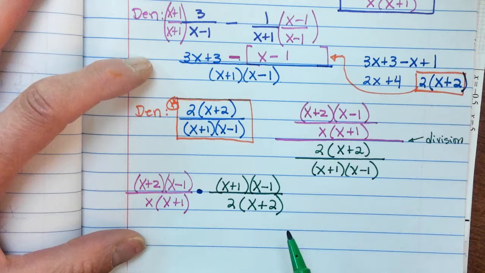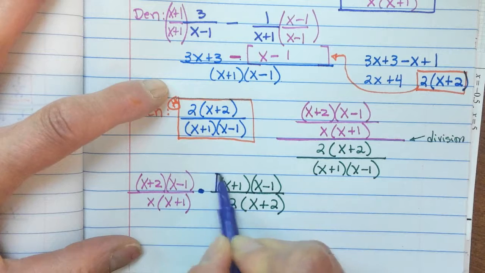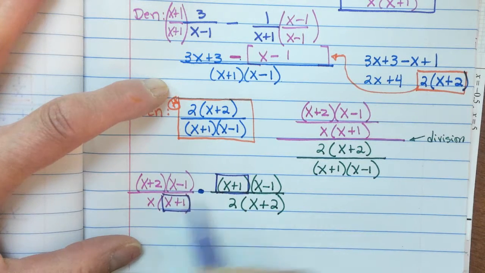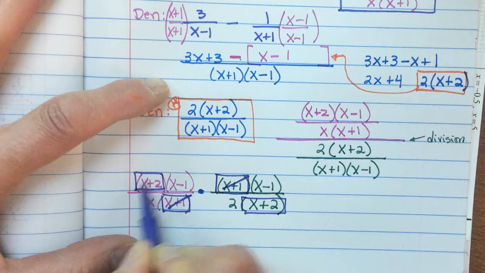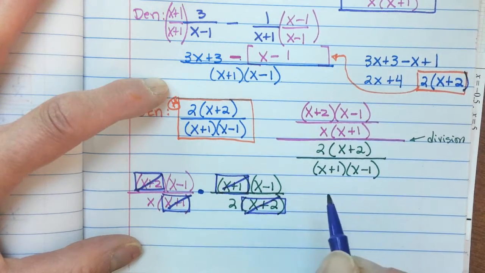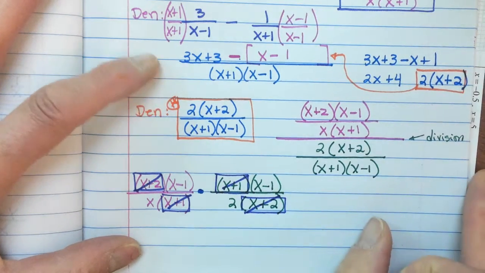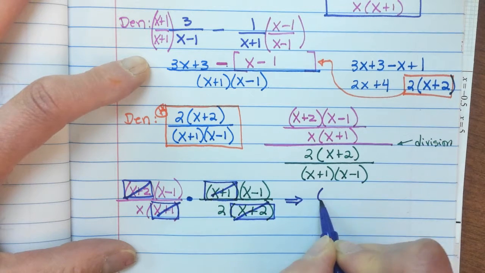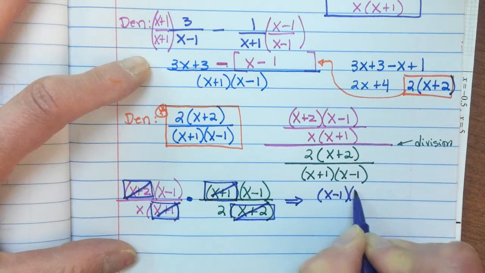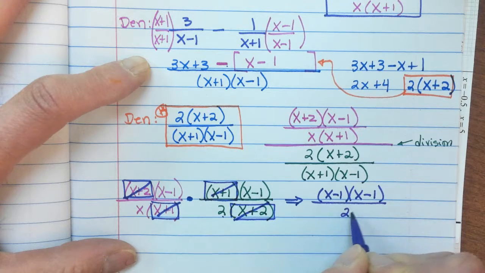So now I'm going to look to see if I can divide anything out. And I can. So here I have x plus 1, x plus 1. That divides out to 1. Here I have x plus 2, x plus 2, and that divides out to 1. So that's why I factored way up here, because I had a feeling that something was going to divide out. So then this leaves me with x minus 1 times x minus 1 all over 2 times x.